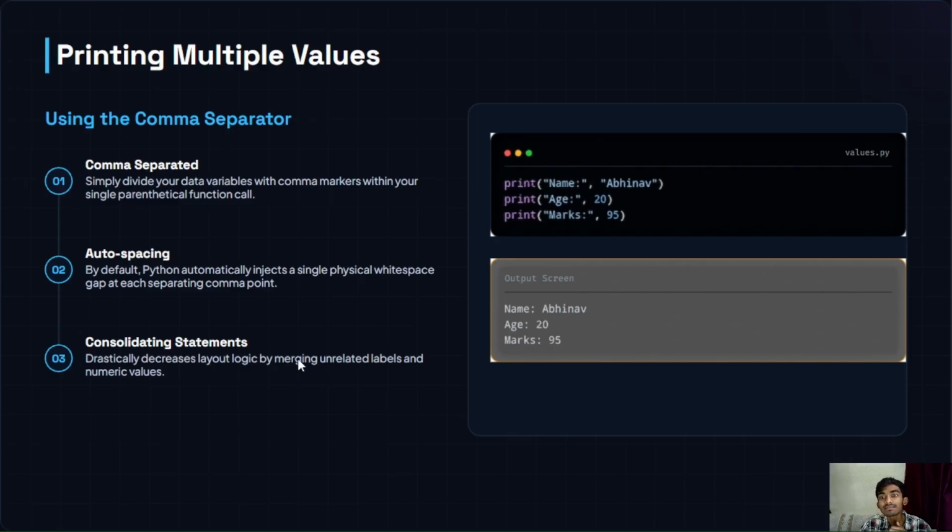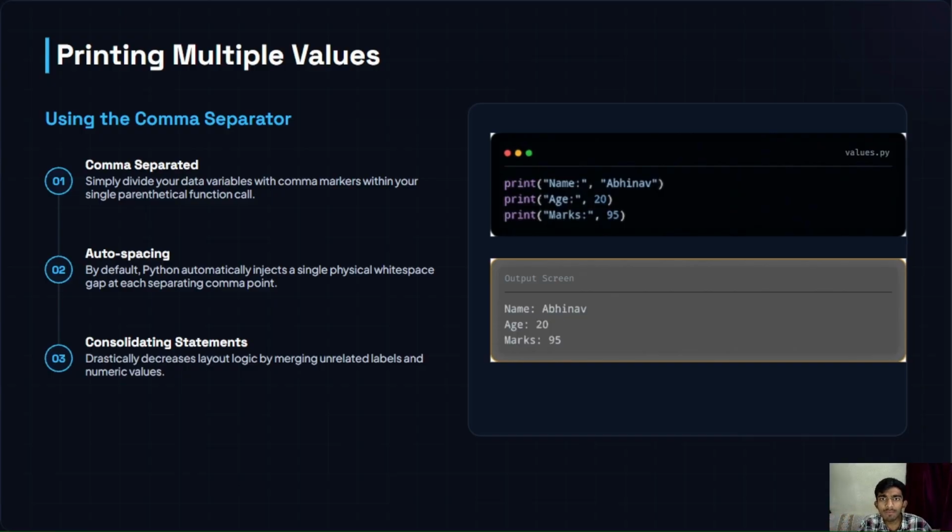We can also put many things inside one single print statement. We cannot put two or three print statements in a single line, but we can put multiple different values in a single print. As you can see on the screen, print name, Abhinav, print marks. Here we are using name, then printing the name, and you can also see that we are using the commas.